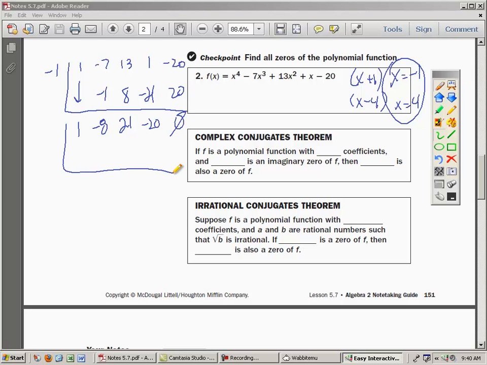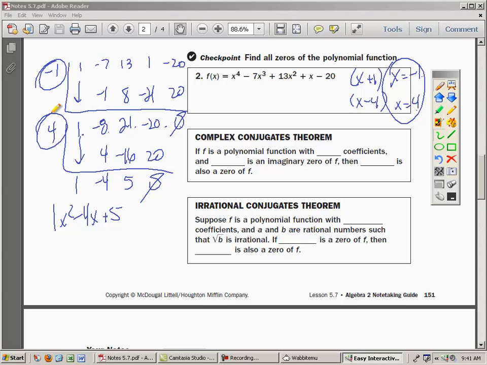Cool. Okay. We knew that we were going to get a remainder of 0 because negative 1 is one of the zeros. Let's try 4 now. Plug a 4 into the resulting polynomial. Again, this is now a 3rd degree polynomial. X to the 3rd, x squared, x to the 1st, and no x's, right? So let's do this again. This is 1. That means this is 4. This is negative 4, negative 16, 5, and 20. Cool. 1x squared minus 4x plus 5 is the resulting polynomial after factoring out an x plus 1 and an x minus 4. So those are those two factors.